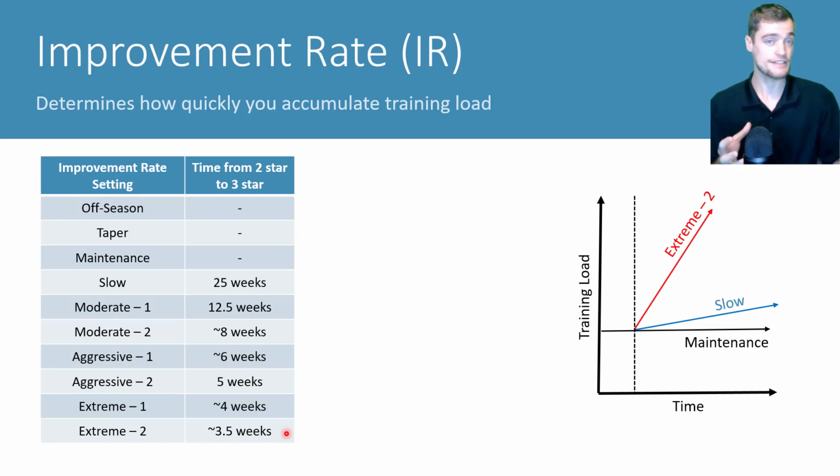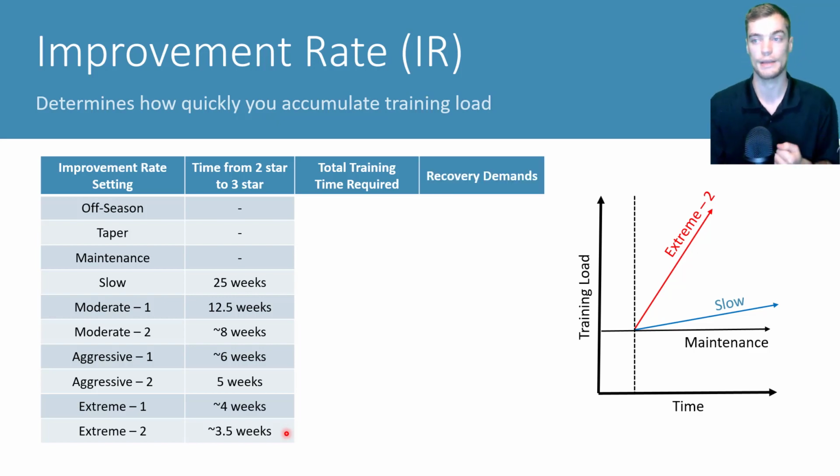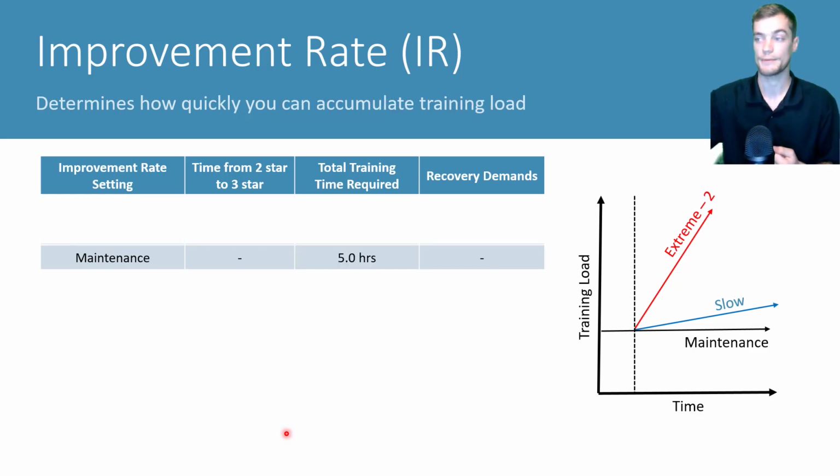But chasing stars, and the number of stars that you have in your profile, isn't the only thing to consider when you're selecting an improvement rate. I also want you to be aware of the total training time required and the recovery demands of a selected improvement rate. So to factor those in, I'll start once again with our maintenance athlete. We'll say that once again, they're continuing to ride their 5 hours per week every week. And we would expect that they have very little to no recovery demands. Their body is very used to those 5 hours per week, and so they might not feel that they ever need to take a recovery week. Their body is just so used to it.